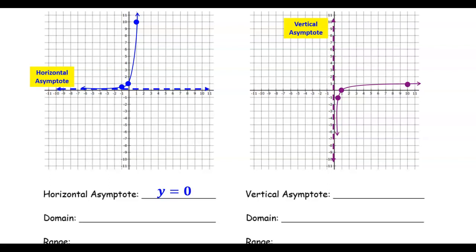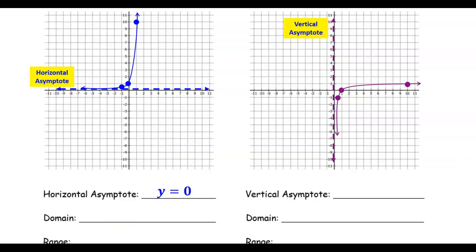Those points, you can see, instead of having a horizontal asymptote, vertically, it's never going to touch this vertical line going up and down. This is my asymptote, up and down. So the vertical equation, the horizontal one was y equals 0. So vertically, it goes through the x-axis, so it's going to be x equals 0 for my vertical asymptote.